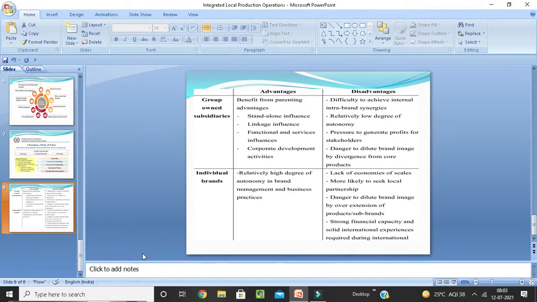So these are the terms and conditions, the advantages and disadvantages, for running the global ownership strategies in the market.